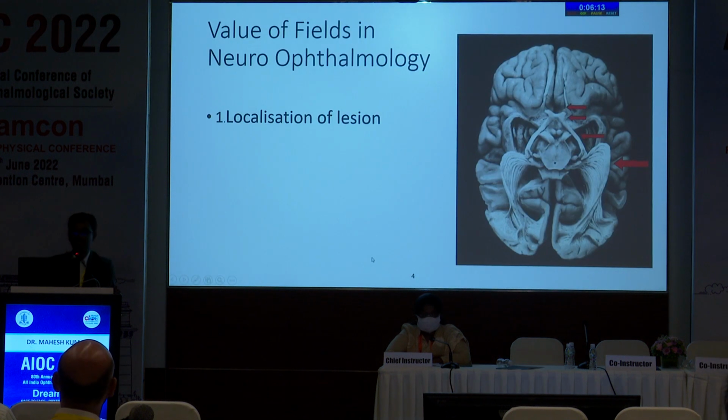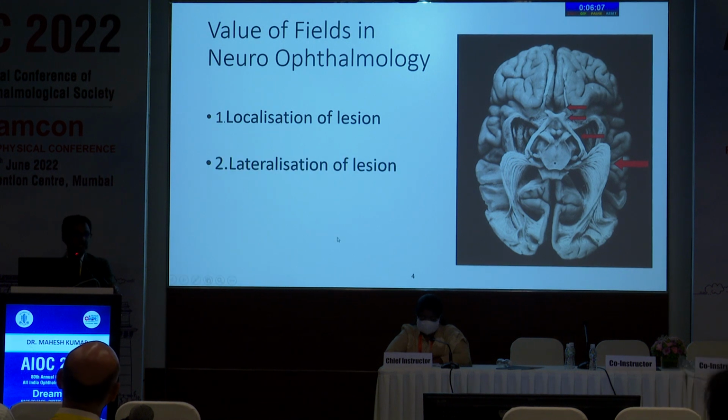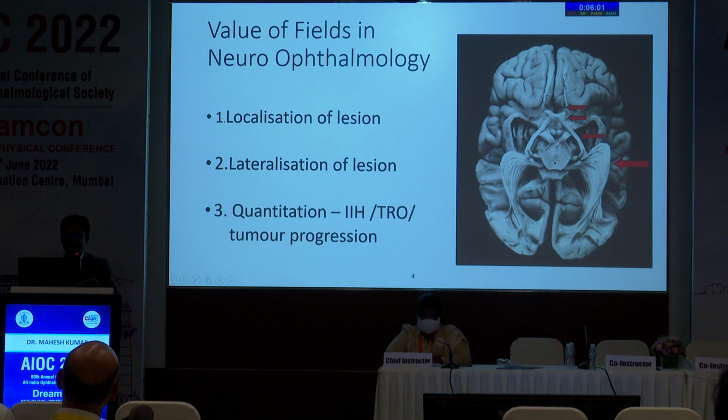The value of fields in neuro-ophthalmology lies in localizing the lesion, and lateralizing the lesion to some extent, if possible, to the right or left side, purely based on the visual fields. Unlike glaucoma, where every visual field is done for quantitation and for seeing progression or regression by quantifying with numbers, to a large extent in neuro-ophthalmology we just do a qualitative examination rather than quantification.